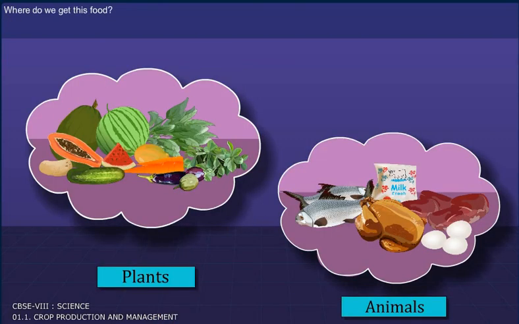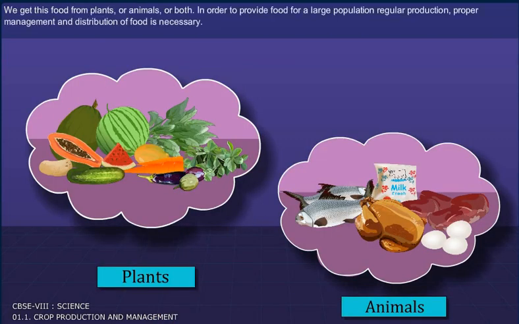Where do we get this food? We get this food from plants or animals or both. In order to provide food for a large population, regular production, proper management, and distribution of food is necessary.